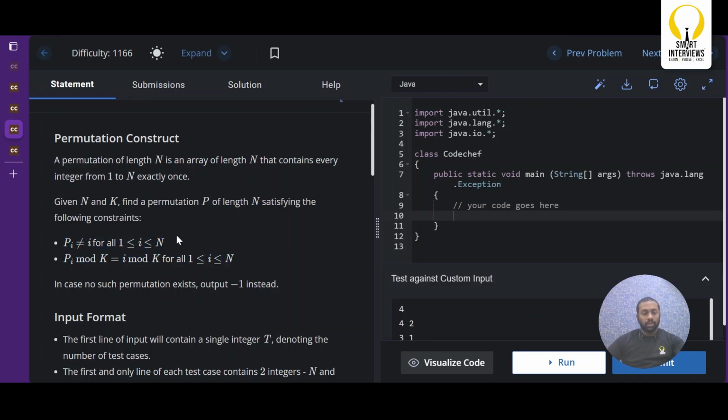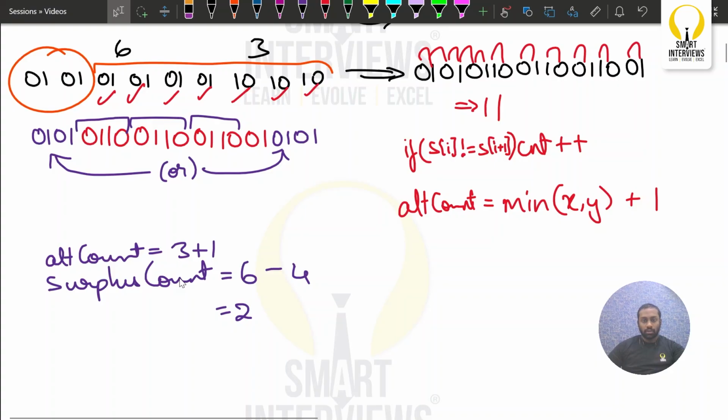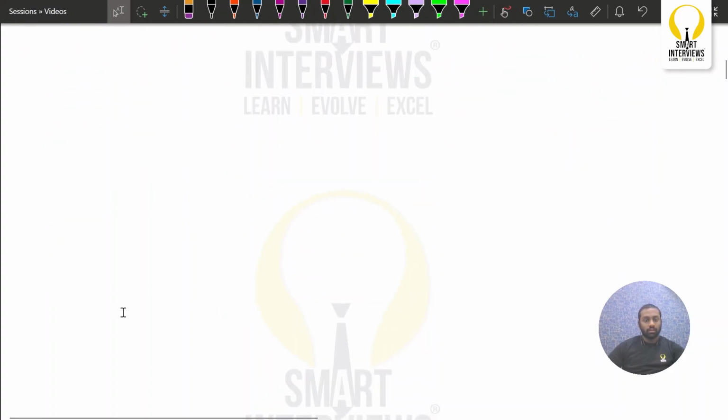So let's take a quick example and try to perform this. The case given to us is 4 2, right? So let's take n equal to 4, k equal to 2.